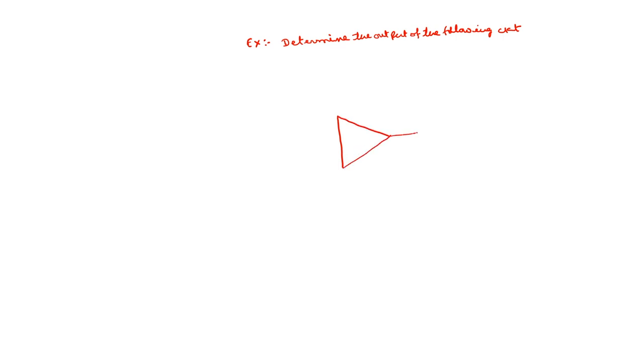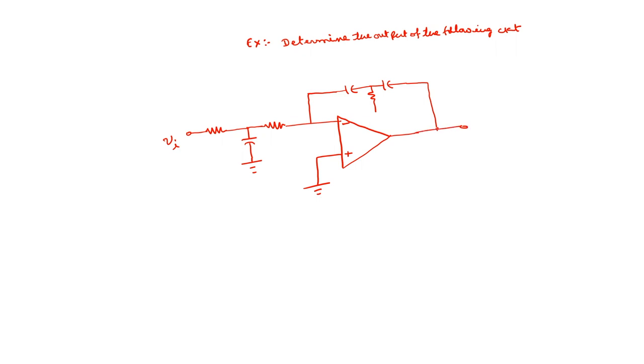This is basically a double integrator circuit. I have discussed the single integrator, whereas this acts as a double integrator. This is the inverting terminal. Here we have a capacitor. This is the input voltage. This is the output voltage V0. This is grounded. These values are R, R, C.